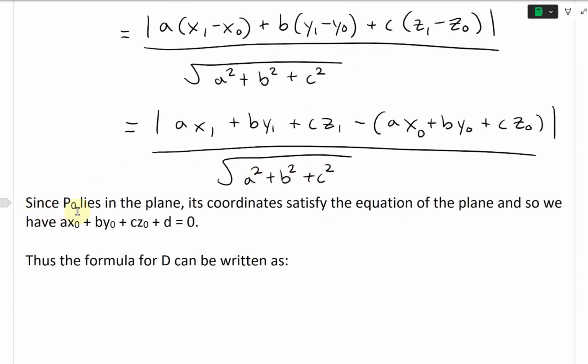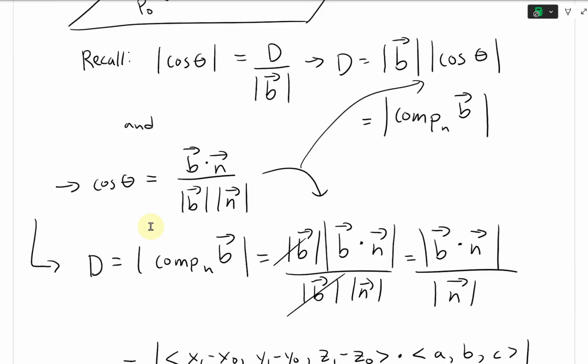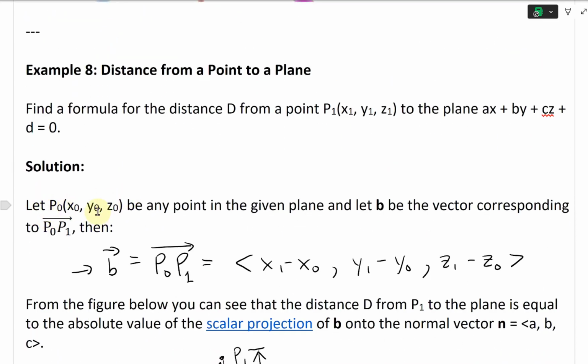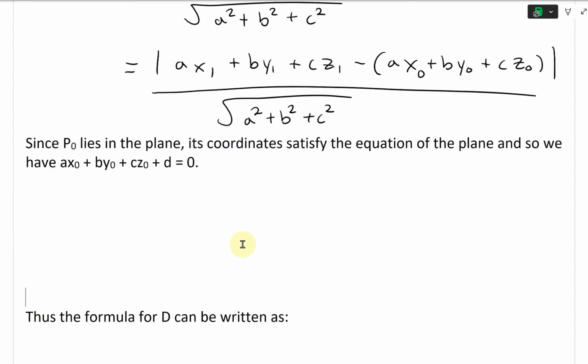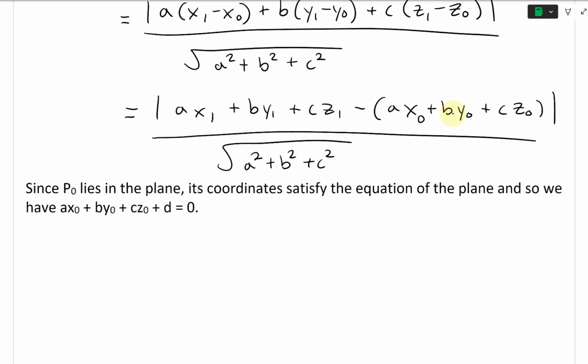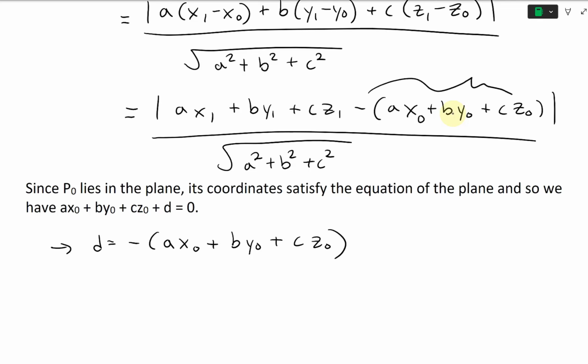Alright, so now that we have all this, since P naught lies in the plane, its coordinates satisfy the equation of the plane, so we have ax naught plus by naught plus cz naught plus d equals 0. We can see that above here. We let P naught with coordinates x naught, y naught, z naught be any point on the given plane. So if you plug in x naught, y naught, z naught, then that equals 0, the plus d equals 0. So in other words, if you move this whole thing to the other side, we get d equals negative ax naught plus by naught plus cz naught. Alright, so this whole thing is going to be d now.